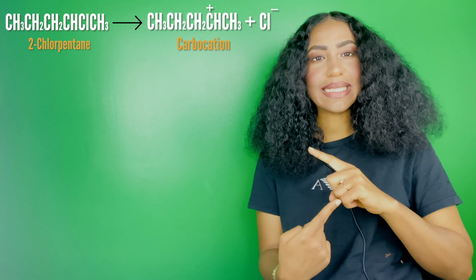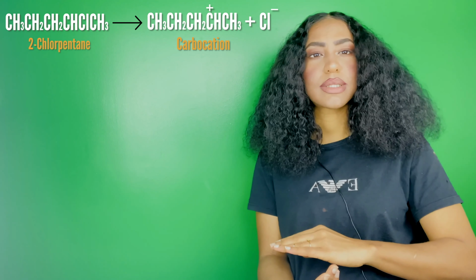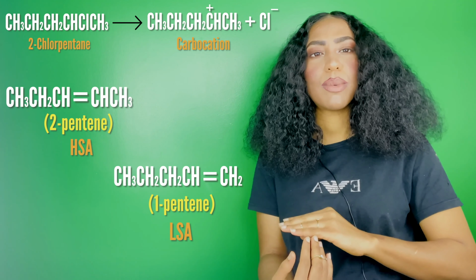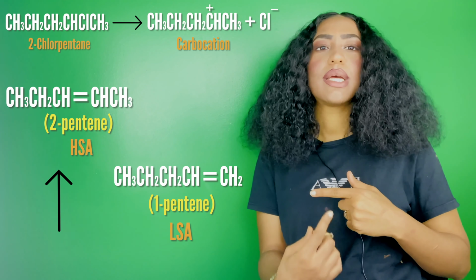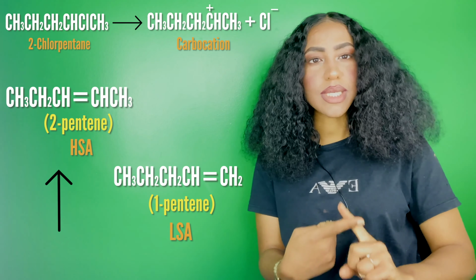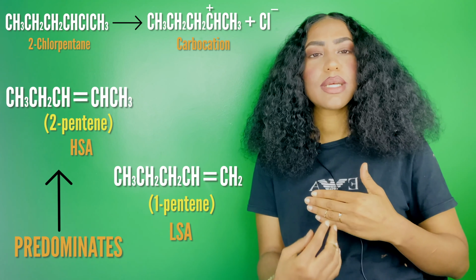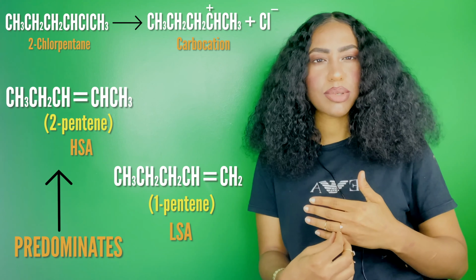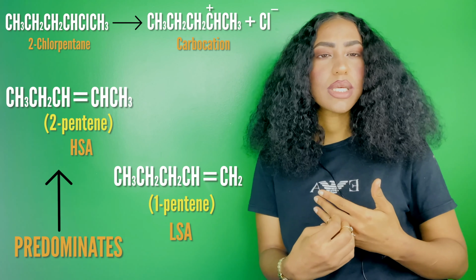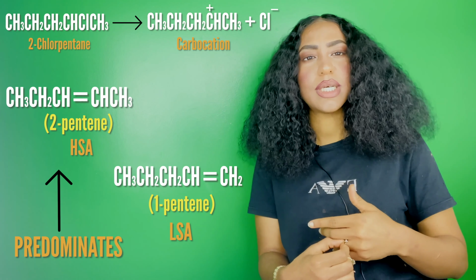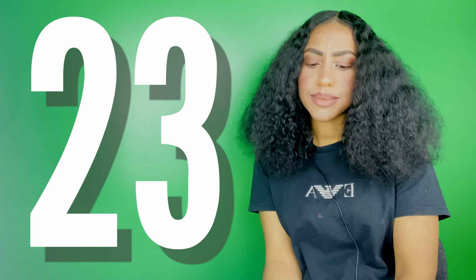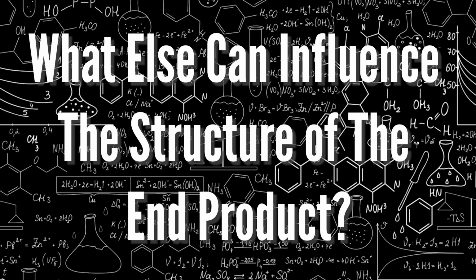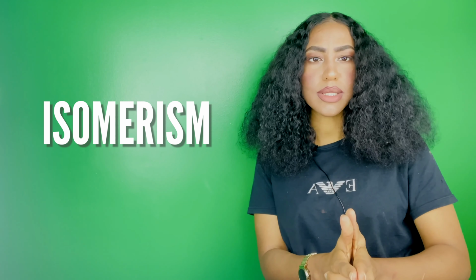So if we use this as an example, and we look at the possible alkenes that can be formed from this reaction, we can then predict that that alkene, which is the most highly substituted alkene, will predominate in the reaction and in the product. And that's because why? It's more stable than the less substituted alkene and the less substituted product. 23. What else can influence the structure of the end product? Isomerism of the end product.